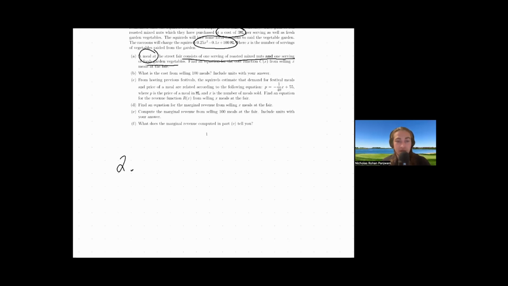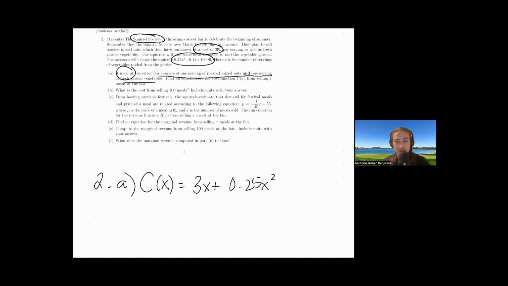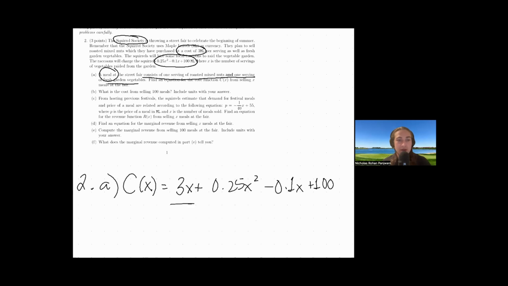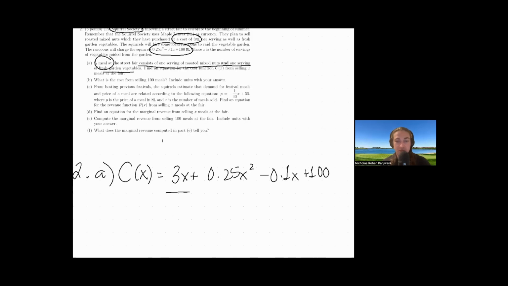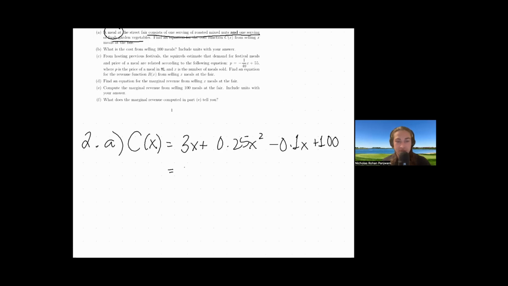So, cost equation: 3x plus 0.25x squared minus 0.1x plus 100. We could leave it as that, because this is the roasted mixed nuts portion, and this is the garden vegetables portion as far as the cost to the Squirrel Society. But if we want to simplify, boom, done.